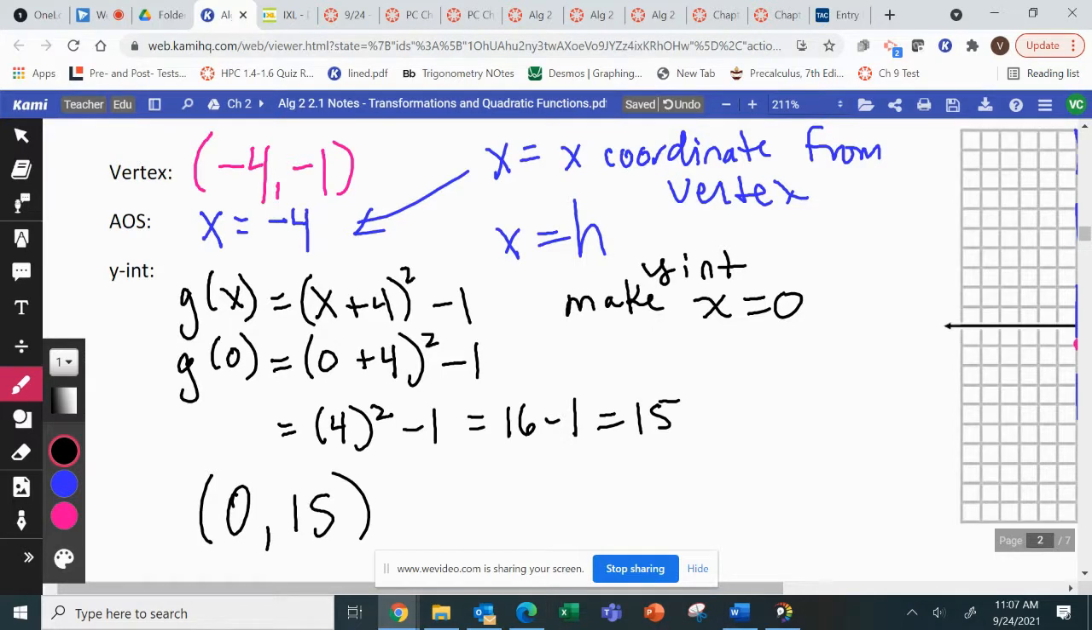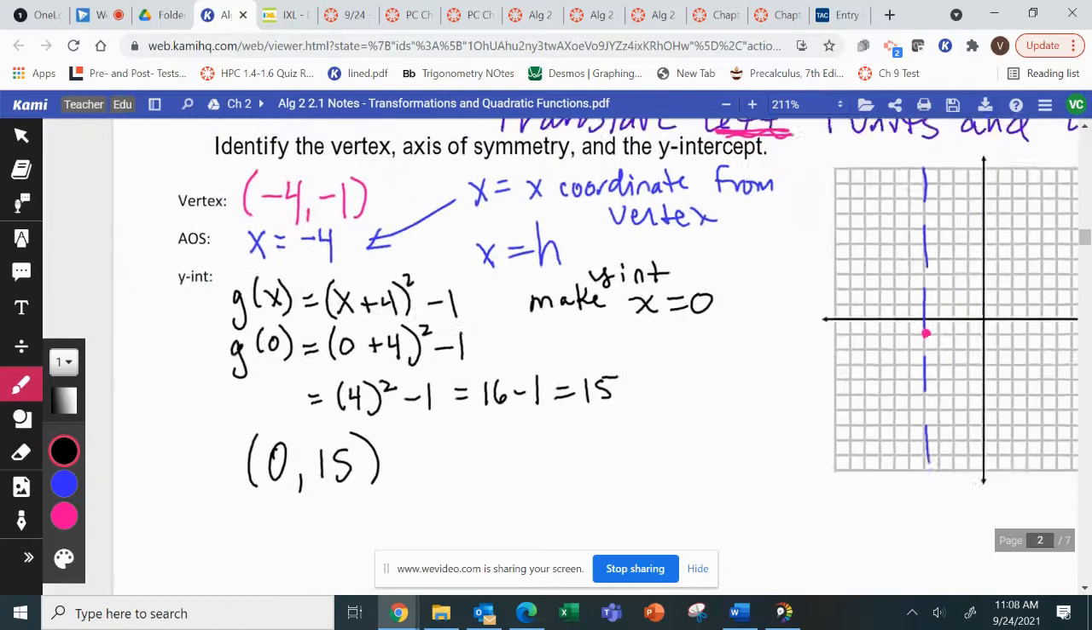Can I what? Yes, dear. Do you need the parentheses? Sometimes. For this one, I didn't, but sometimes, so I always do it. Okay.